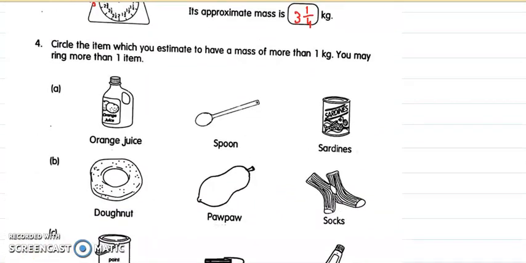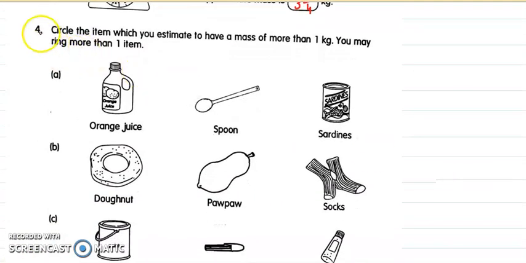And here in the next question we have question number 4, which is saying circle the item which we estimate to have a mass of more than 1 kilogram. You may ring more than one item. If you think that this item is almost or more than 1 kilogram, you can even circle more than one. You are not bound to only one.